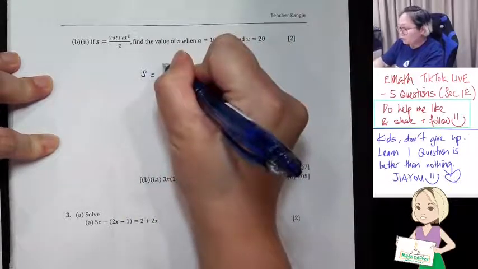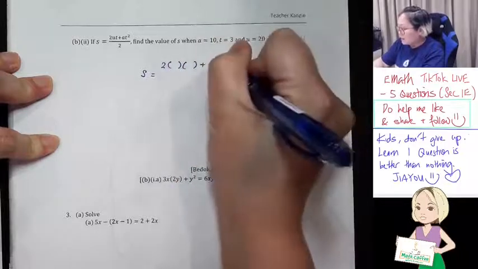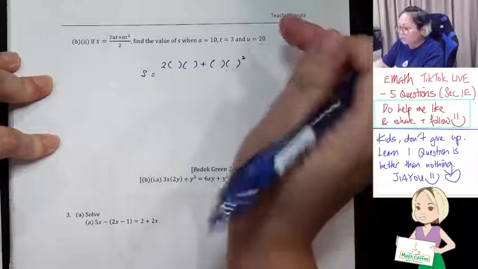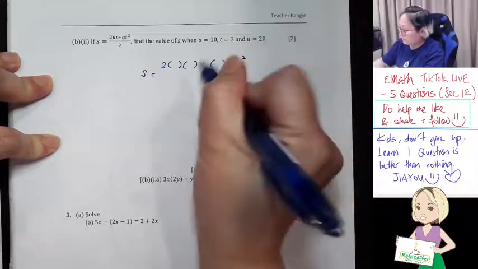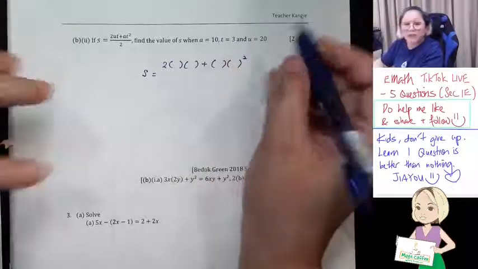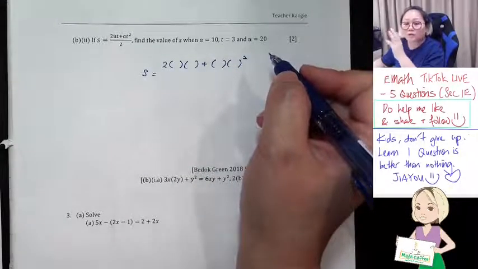2ut, so I'm going to put 2ut plus at squared. You see, I replace the alphabet with bracket. No need to be so impatient and quickly put numbers in. This is a very useful way of doing it so that you will not make careless mistakes.